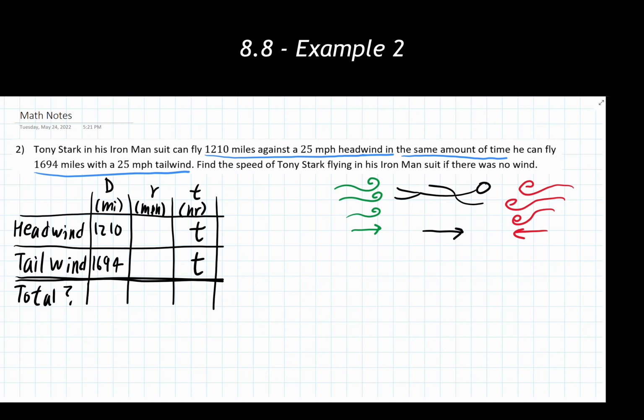Now we need to fill in this middle column here with our rates. The question is asking us to find the speed of Tony Stark flying in his Iron Man suit if there was no wind. So we can think of that as he has some speed r. Now if he has a headwind that's moving against him, that speed is going to be decreased by 25 miles per hour. If he has a tailwind, then that speed is going to be increased by 25 miles per hour.